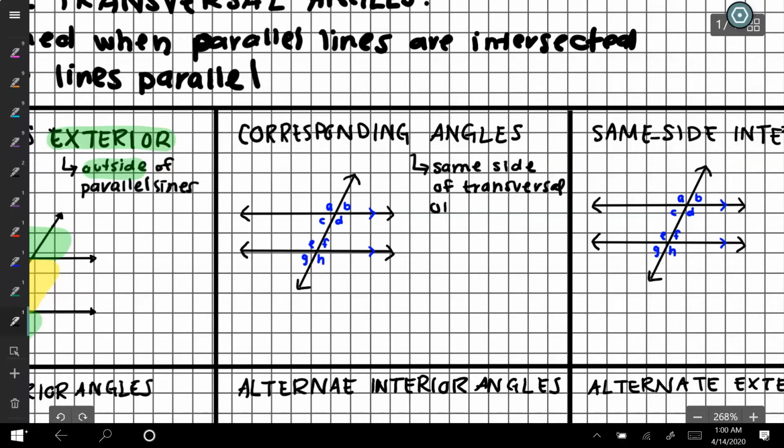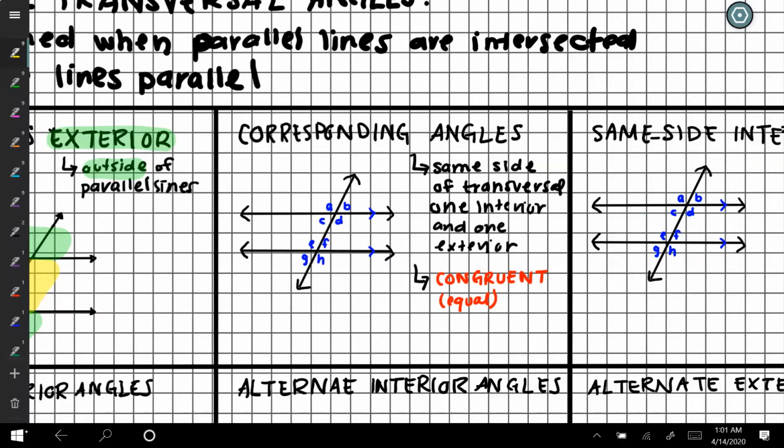One will be interior, and one will be exterior. Alright, and an important thing about corresponding angles is that they are congruent, which means that they are equal or have equal measures. Alright, so we're going to go through and label our corresponding angles.